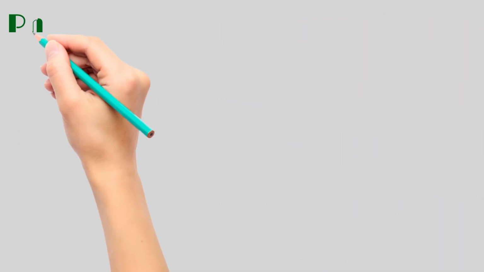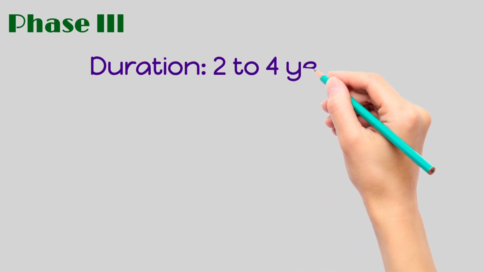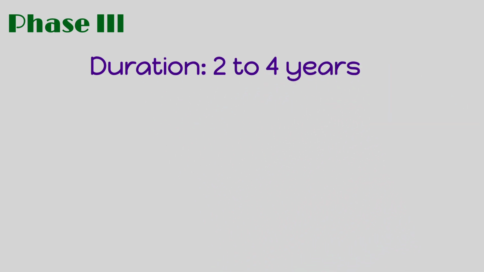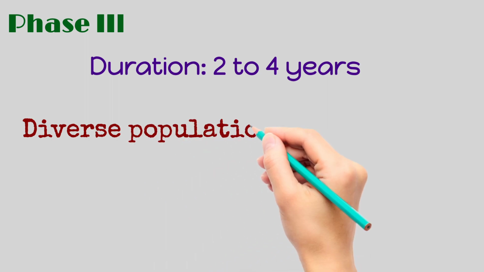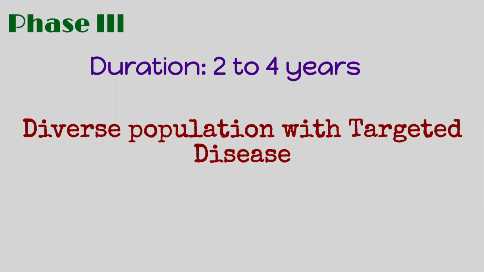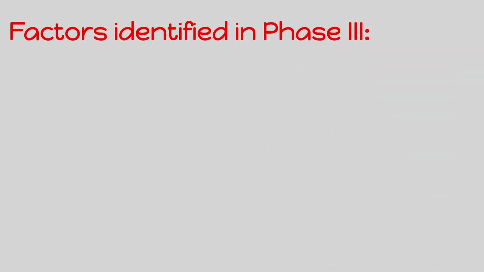Now let's move to phase 3 of clinical trials. Duration of this phase is approximately 2 to 4 years. This study is conducted in diverse population with targeted disease. Approximately 80 to 2000 subjects are used in the study. Now let's discuss factors identified in phase 3 study.